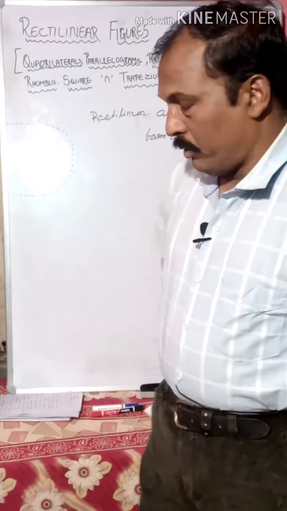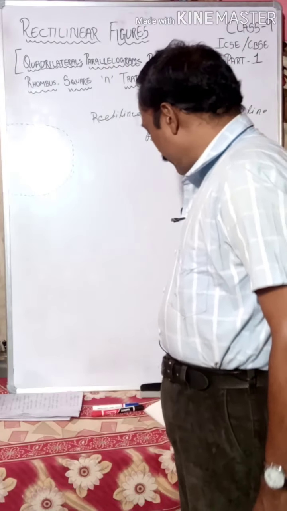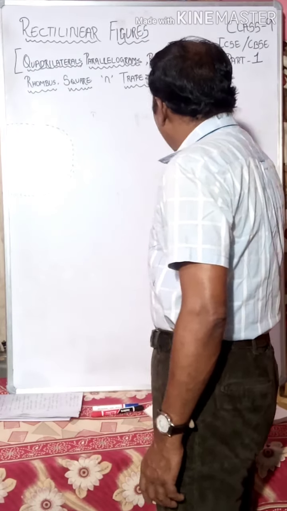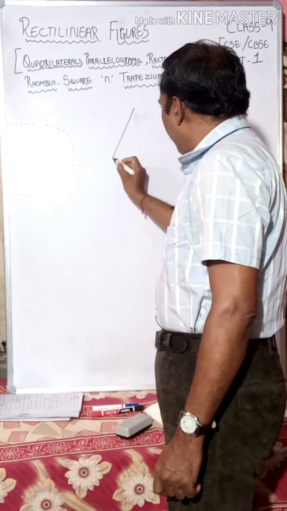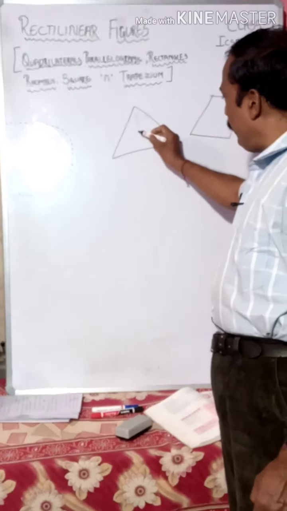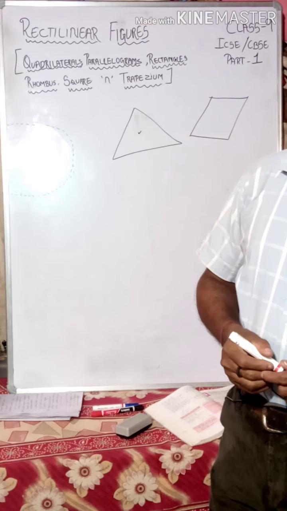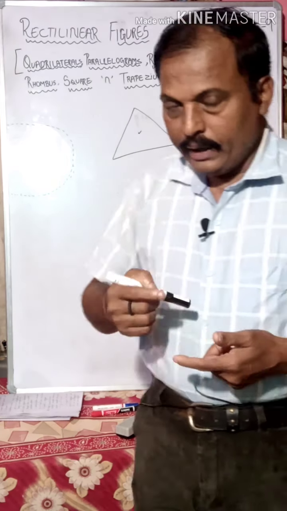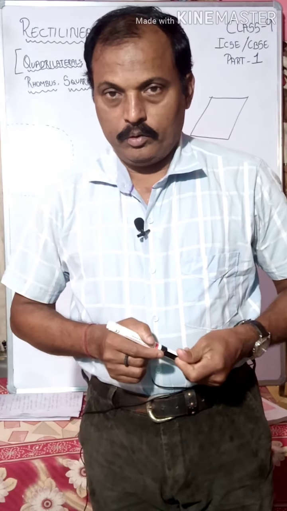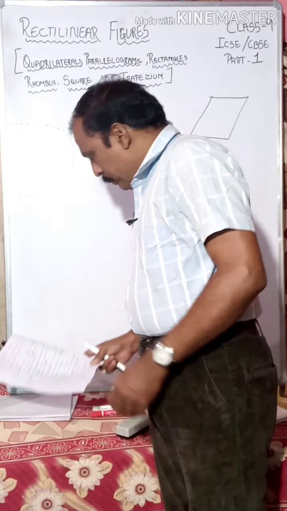So what is a rectilinear figure? A rectilinear figure is a closed figure bounded by line segments or straight lines. This is a rectilinear figure. This is also a rectilinear figure because this is a region which is bounded by line segments. So rectilinear figures are of different types and different kinds. Now let us discuss the rectilinear figures.